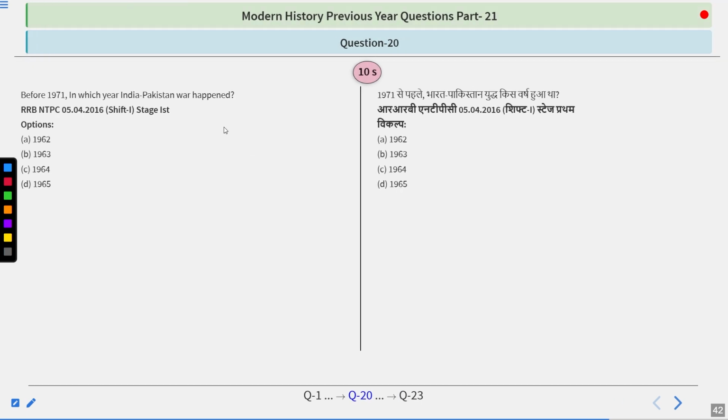Before 1971, in which year India-Pakistan war happened? 1962, 1963, 1964, 1965. Think about it.